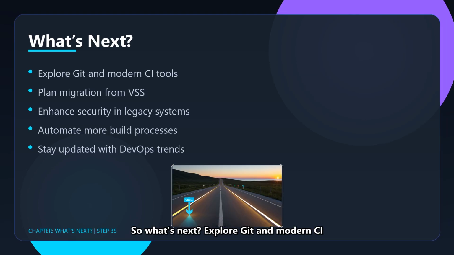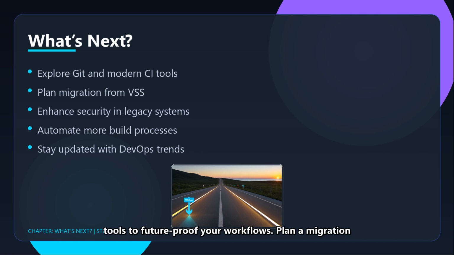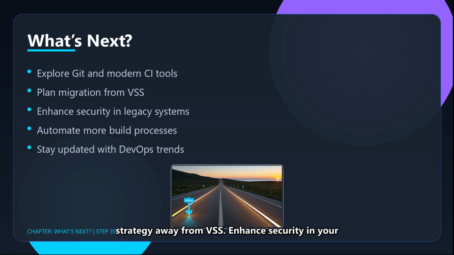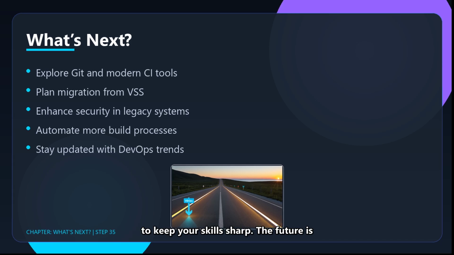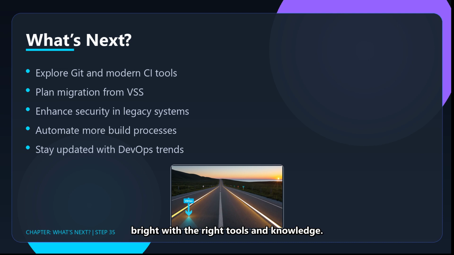So what's next? Explore Git and modern CI tools to future-proof your workflows. Plan a migration strategy away from VSS. Enhance security in your legacy systems. Automate more of your build processes. And stay updated with the latest DevOps trends to keep your skills sharp. The future is bright with the right tools and knowledge.